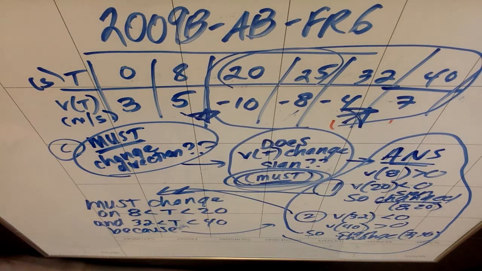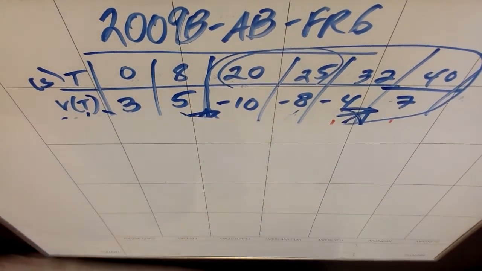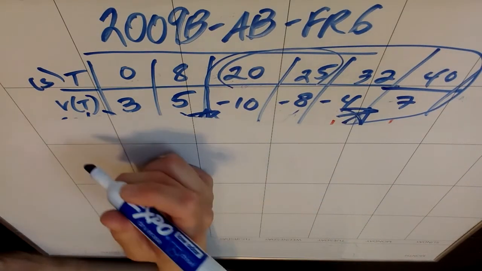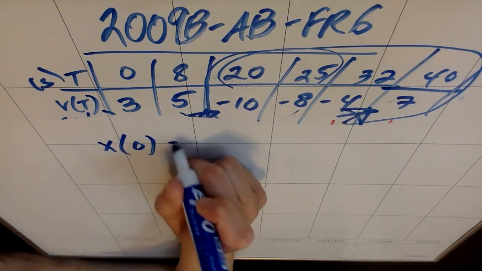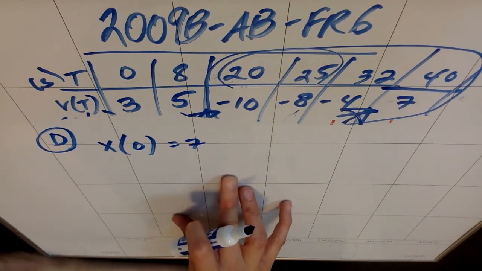Suppose that the acceleration of the particle is positive from 0 to 8 seconds. Explain why the position of the particle at t equals 8 seconds must be greater than 30 meters. So this one's always a little bit tricky for people, but let's walk through it. So we know the position at the start of this problem, right? We know that x of 0 is 7, right? That was given. Okay, we know x of 0 is 7.